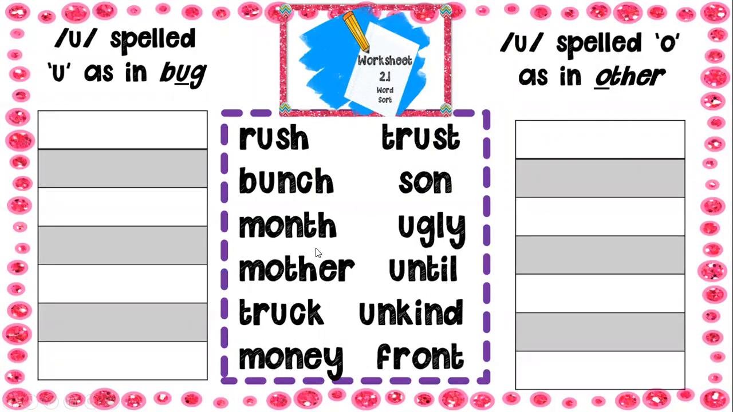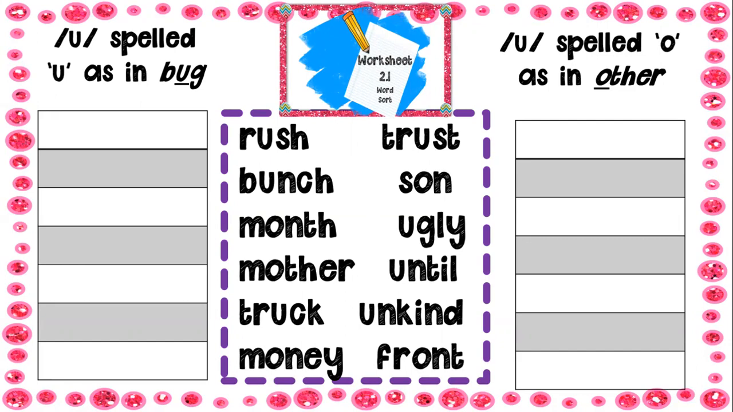Now you can see your words in the box, and we're going to go through and read these together. We're going to read them going across. Rush, trust, bunch, sun, month, ugly, mother, until, truck, unkind, money, front. So all of your words have the sound.